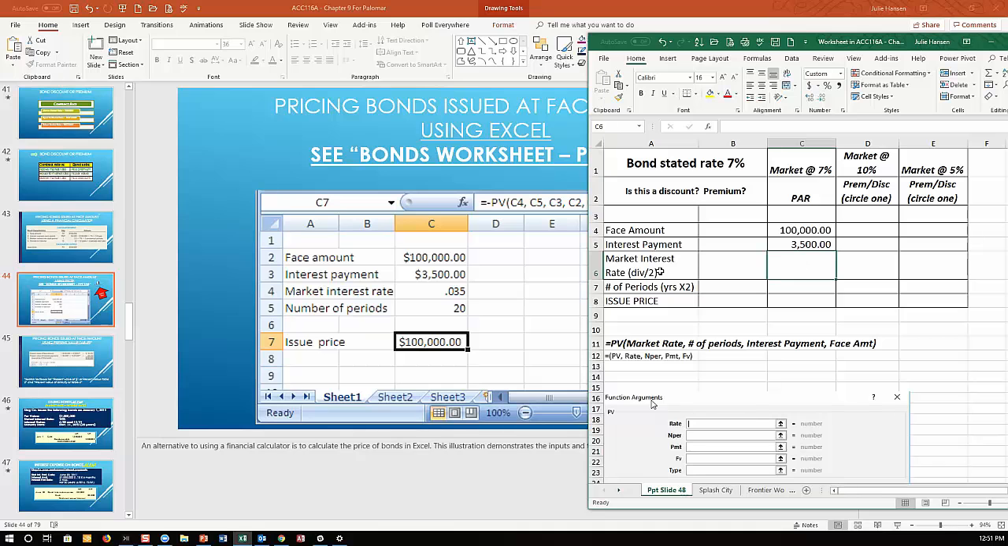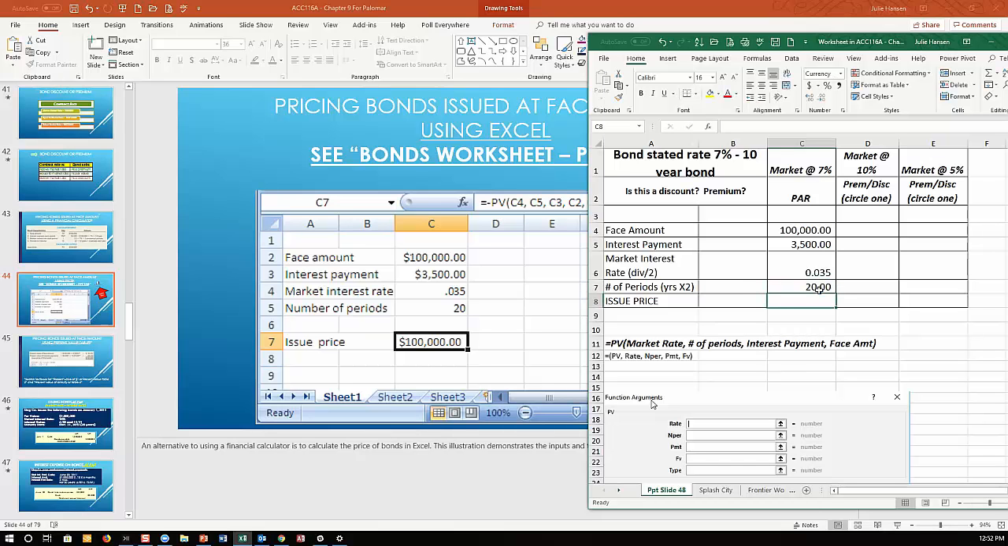All right. What's the market interest rate? Well, if the market is also paying 7%, I need to actually divide that by 2, so 0.07 divided by 2. And then how many periods is this bond? In this case, it is a 10-year bond. I'm going to put that up here for you guys because I didn't. And so the number of periods, if it's a 10-year bond and I'm being paid twice a year, or semi-annually, that means I'm going to have 20 periods.